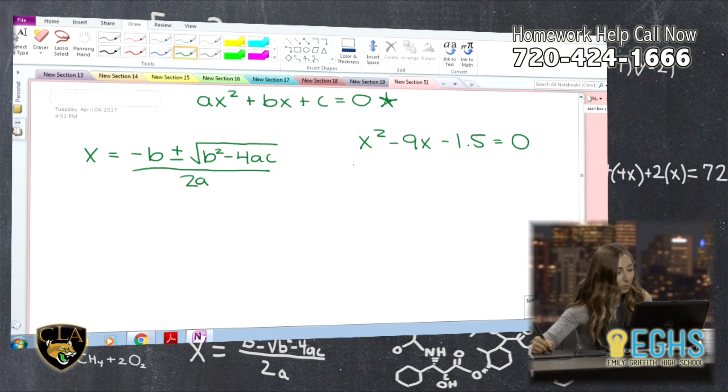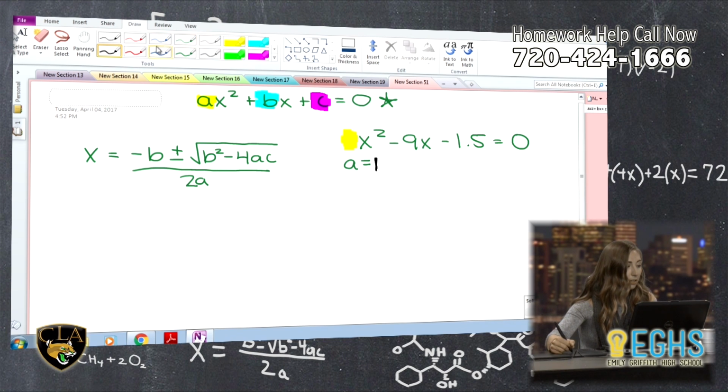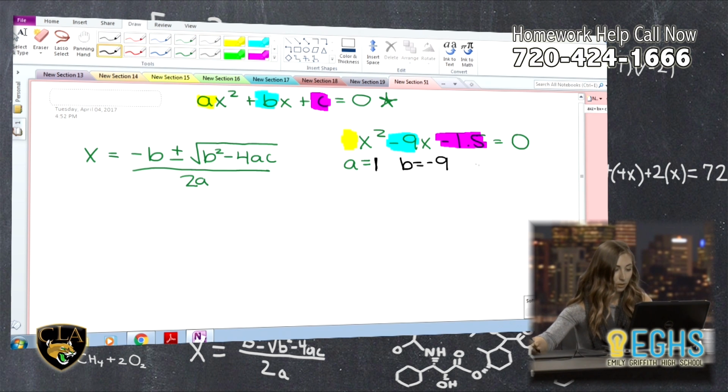But here's how it works, is we're going to start by identifying our a, b, and c coefficients. So our a here is actually kind of hidden. And when it's not written like that, it's understood that it's a 1. Our b here is negative 9, and don't forget to take the signs with it. It's a common issue. And then our c is negative 1.5.